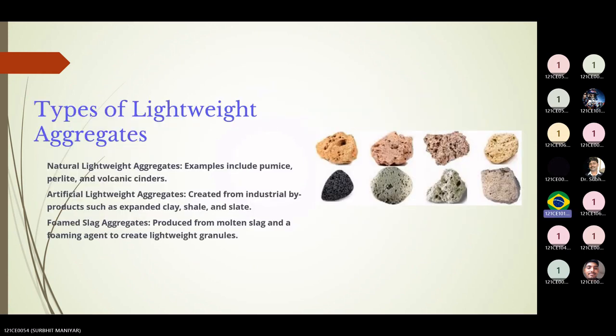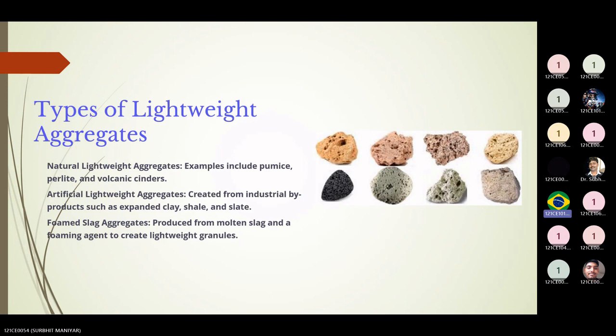Then we will move to the types of aggregate. Here we have natural lightweight aggregate. Some examples are pumice, perlite, and volcanic cinder. We don't have very much variation in that, since inventions and research are going on. Apart from that, we have some traditional lightweight aggregate, which has been created from industrial byproducts, as I recently mentioned, clay and slate.